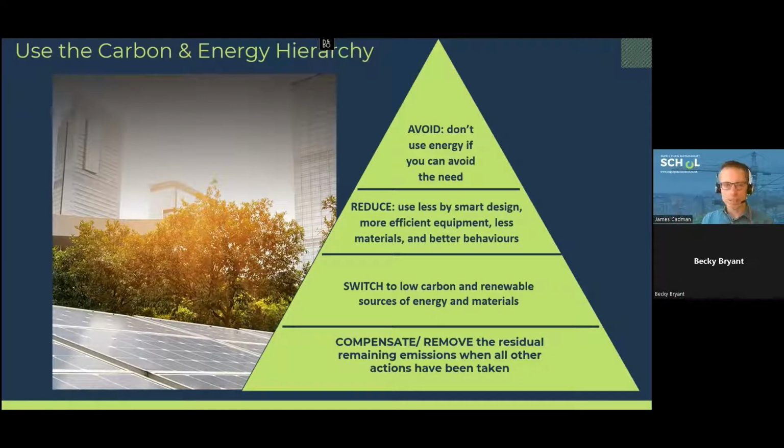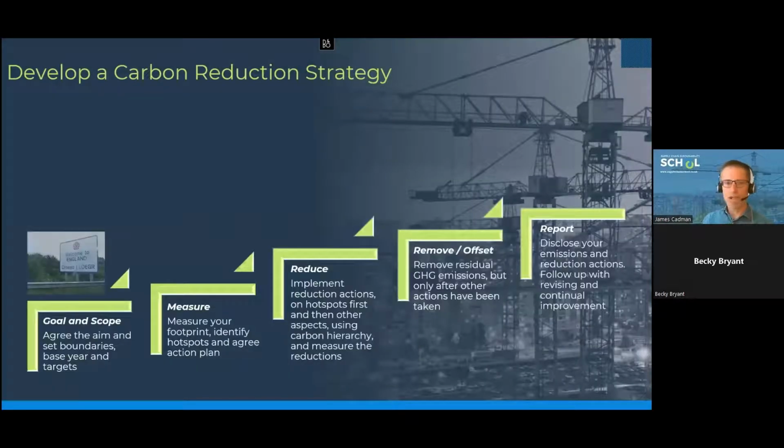And then finally, when you've gone through that kind of process, what can we strip out? What can we be more efficient with? Then think about your compensation and your carbon removal, your offsetting. And that builds into a carbon reduction strategy. So if you're thinking about net zero, if you're thinking about science-based targets, you need to think about a carbon reduction strategy that sits underneath that. How are we going to achieve that net zero plan? How are we going to achieve our science-based targets?